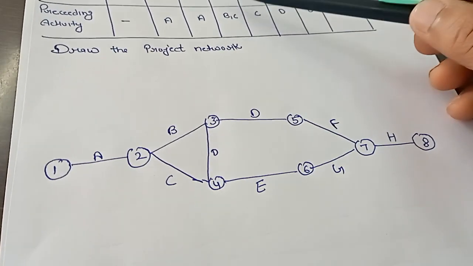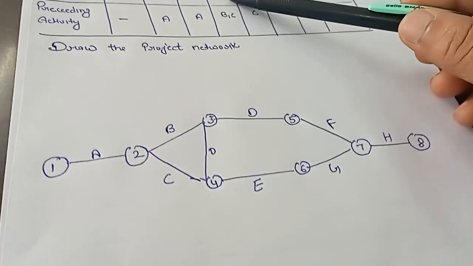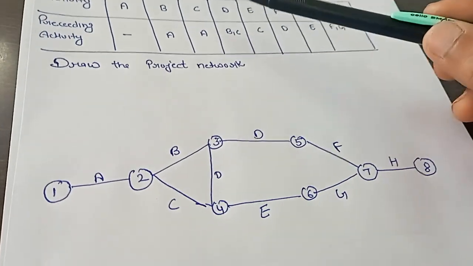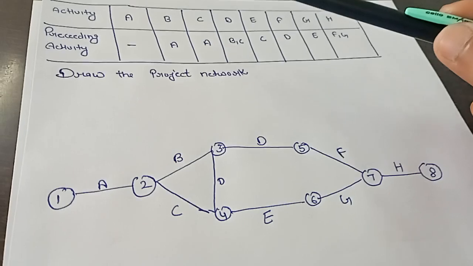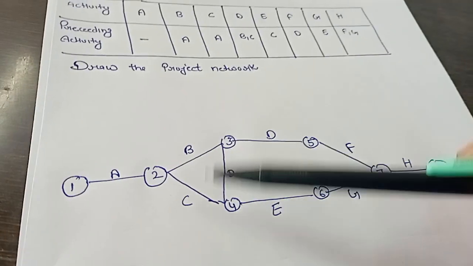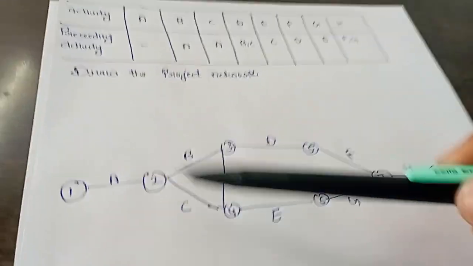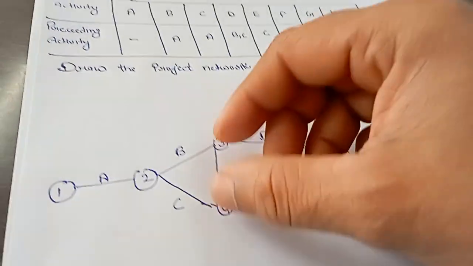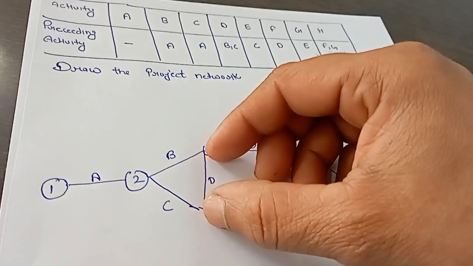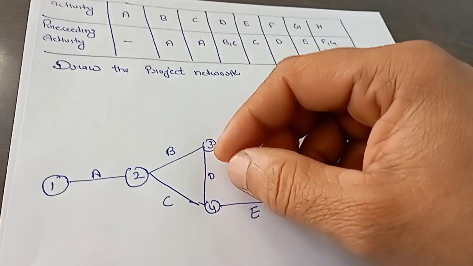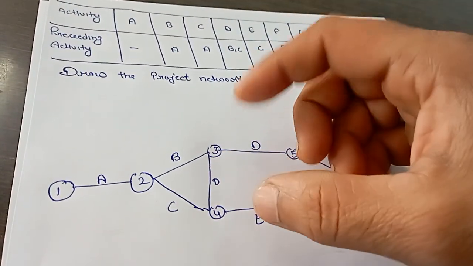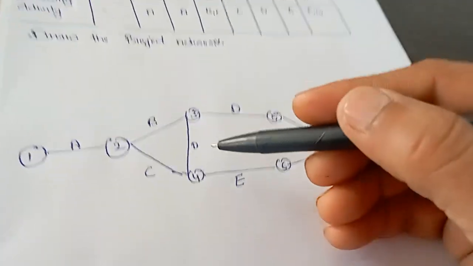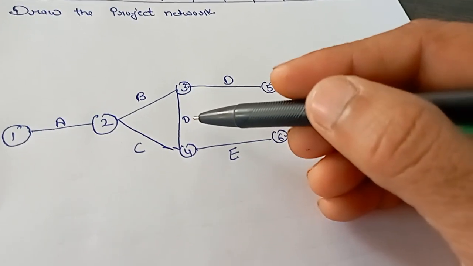When we jump to the next activity, that is D, in the question we can see that D activity starts from B and C, but B and C both are coming from A. That's why we add a dummy activity, and that touches the 3 and 4 points, and the cost of this dummy will be equal to 0.